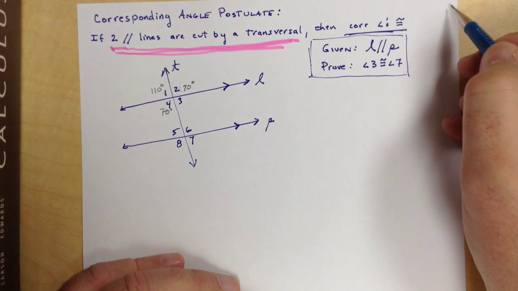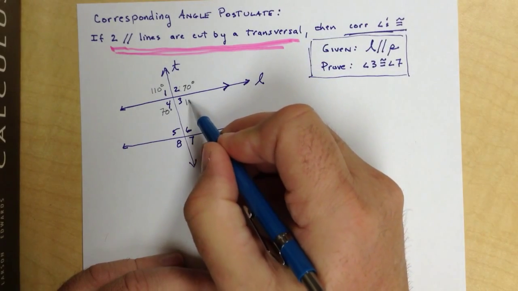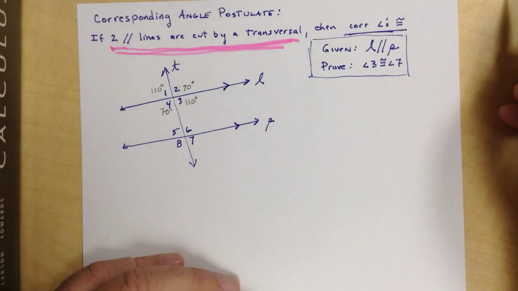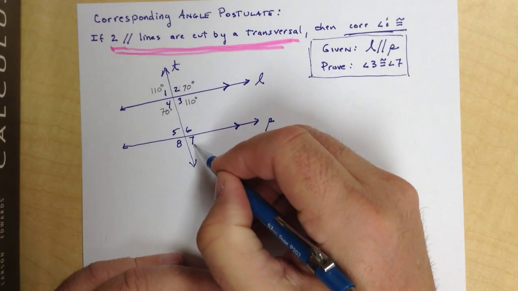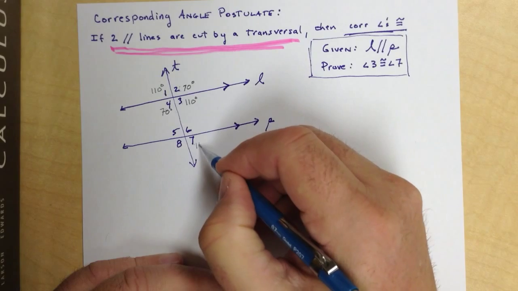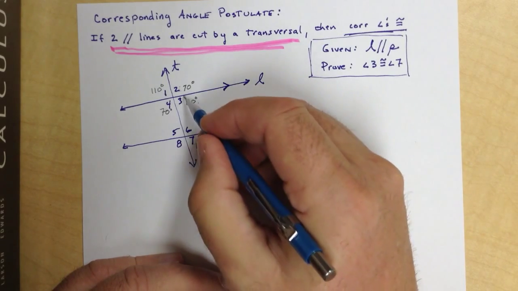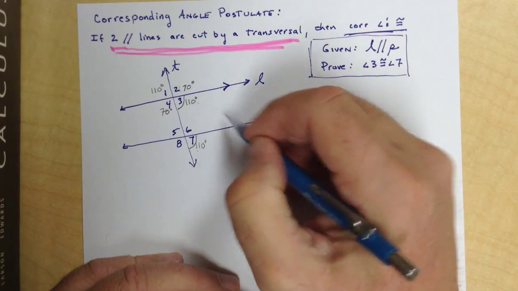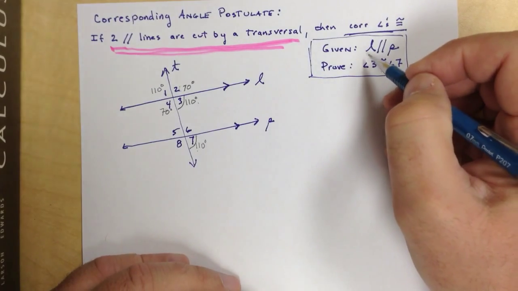1 and 3 are vertical, they're congruent. 2 and 3 are supplementary. Angle 3 has to be 110 degrees. So now, using the corresponding angle postulate, if angle 3 is 110, angle 7 is 110 because angles 3 and 7 are corresponding angles. So therefore, if the lines are parallel, corresponding angles are congruent.